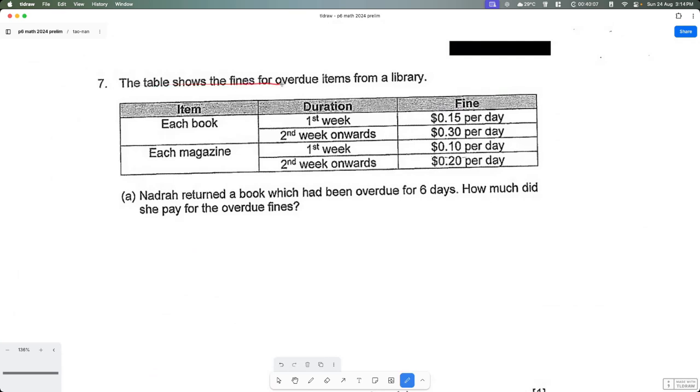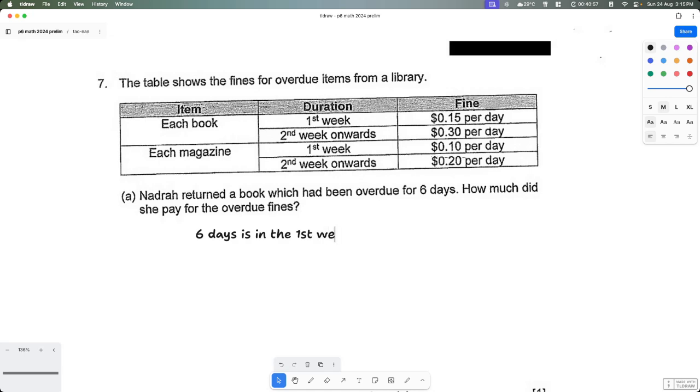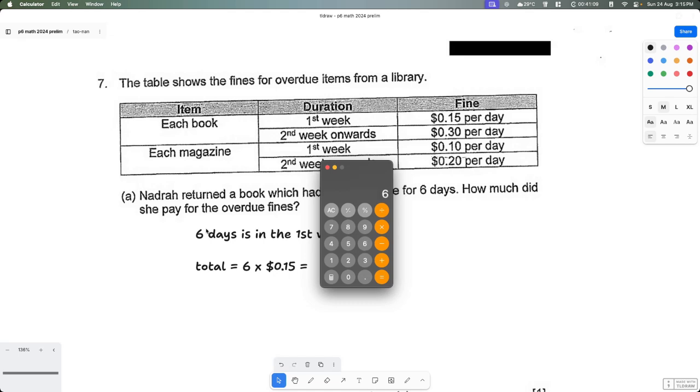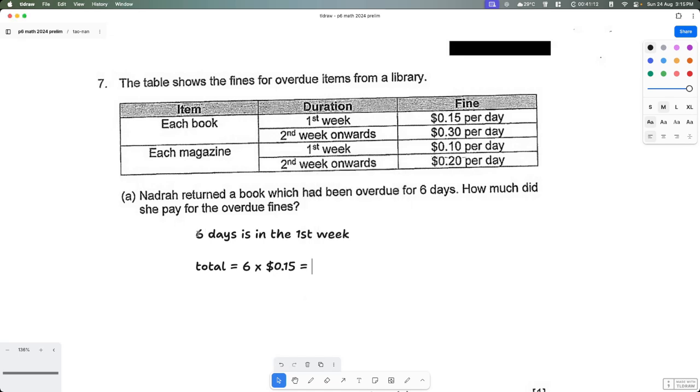Question number 7. The table shows the fines for overdue items from a library. Part A says here, Nadra returned a book which had been overdue for 6 days. How much did she pay for the overdue fines? Okay, so 6 days is in the first week. I'll just write it down. So that means total is equal to 6 times $0.15, which is 90 cents. So $0.90. Okay, there you go. That's the answer.